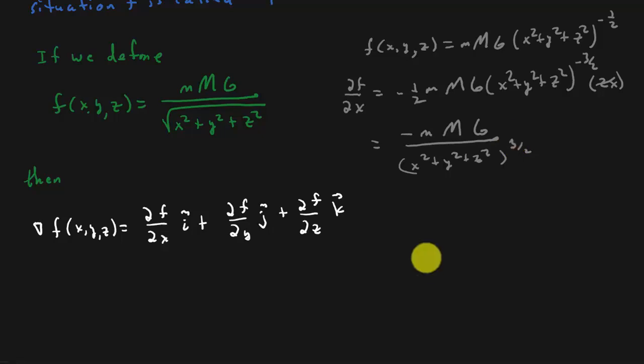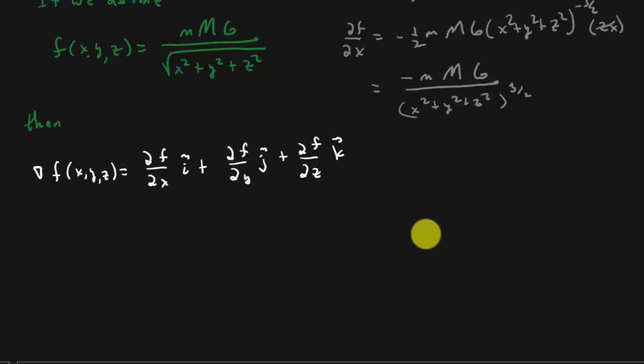All right, so you would do that with respect to y and then with respect to z. Basically, what's going to change here, whoops, I didn't write everything down, did I? I forgot the x right there. So basically what's going to change here is this variable here. When you do it with respect to y, that's going to be a y. You take the partial with respect to z, that's going to be a z.